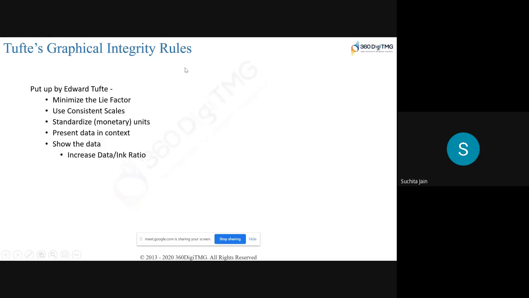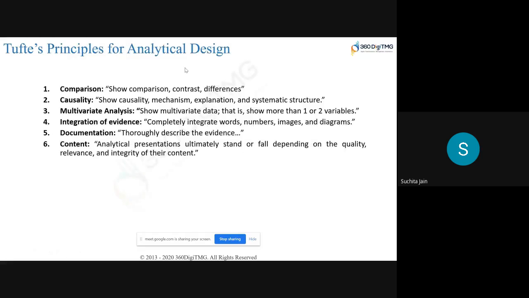Now, Tufte's principles for analytical design: comparison. Show comparison and contrast differences. So if you want to make your point through graphical representation, you can show a like to like comparison. What is a like to like comparison? So you can compare this year's data with the last year's data. Okay. Then it will give you an apple to apple comparison, how things are performing now and how they were performing in the past.